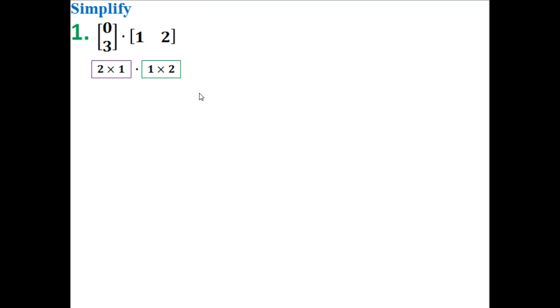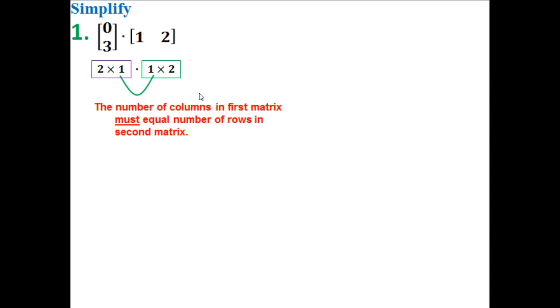Now the important piece of information that we need to know, in order for them to be able to multiply by one another, is that these two middle numbers here have to be the same. If they are not the same, we cannot multiply these two together. The technical term is right here: the number of columns in the first matrix must equal the number of rows in the second matrix. But basically, we're looking to make sure that these two middle numbers here are the same. If they are the same, we can multiply these two together.